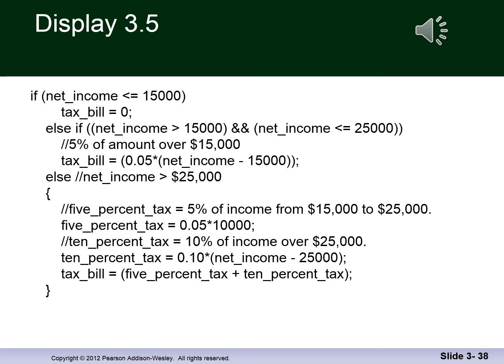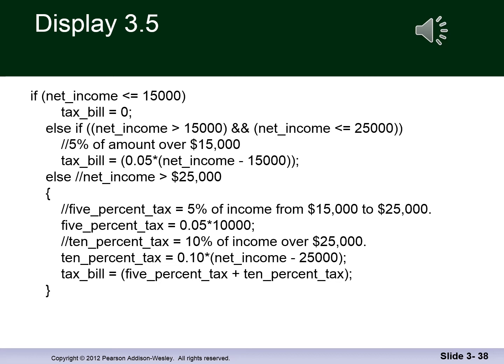And this is an example of a nested if statement, a multi-way branch that calculates a tax bill if one of three conditions exist. The net income is less than or equal to $15,000. Else if the net income is greater than $15,000 and net income is less than or equal to $25,000. Or the final condition is net income is greater than $25,000. Notice you don't need an if statement for that because they are mutually exclusive. It's not the first and it's not the second, it has to be the third.